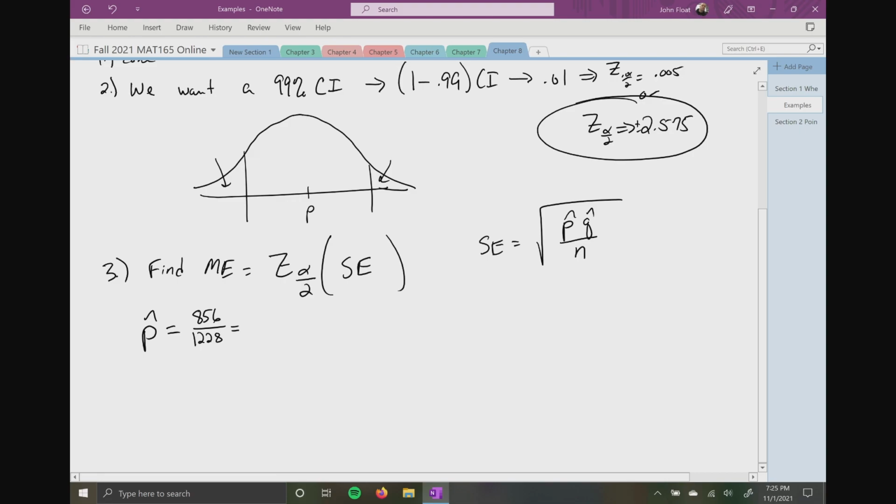I'm going to type in 856 divided by 1228 equals 0.697068. Now, do not round this to 0.7. Keep a bunch of decimal places. Only round at the very end. Okay? So this is what p hat equals. q hat is going to be 1 minus p hat, or 1 minus 0.697068.